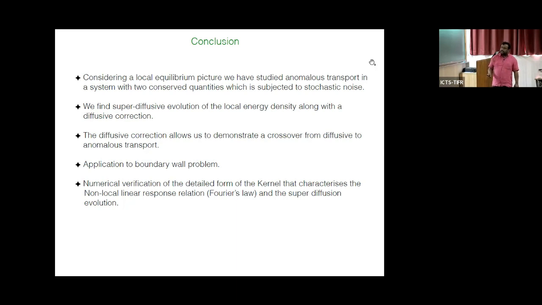And then in the last part, we have provided detailed extensive numerical simulation data to verify the detailed forms of the kernels that characterize the non-local linear response relation, which I believe generalizes Fourier's law, and also characterizes super-diffusive evolution in the system.